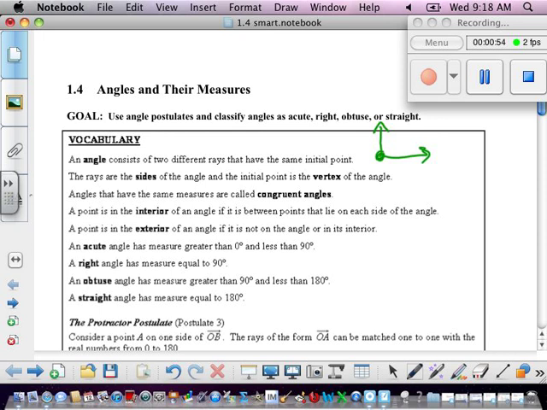A point is in the interior of an angle if it is between the two sides. So this would be interior. This would be what? Exterior.